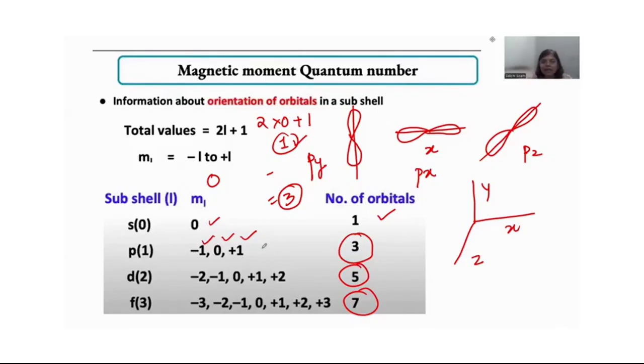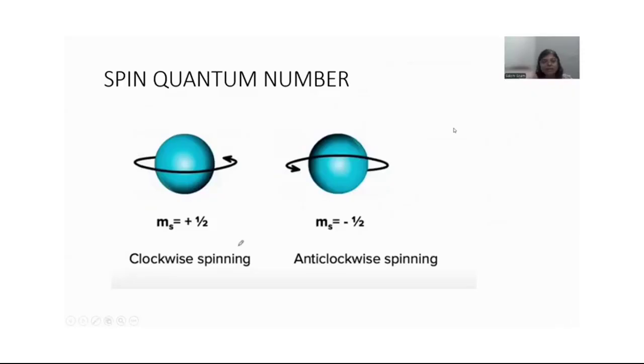Now let us understand the final quantum number, that is the spin quantum number. The spin quantum number is the last quantum number, which tells us about the spin of an electron, whether it is rotating clockwise or anti-clockwise, right? If the spin is plus half, that means it is rotating clockwise. If the spin is minus half, that means it is rotating anti-clockwise. That is what the spin quantum number tells us about, because no two electrons in a particular orbital can have the same spin. They should always have opposite spin, right?